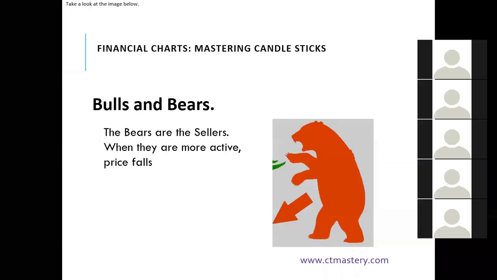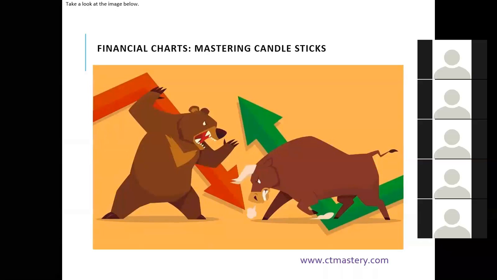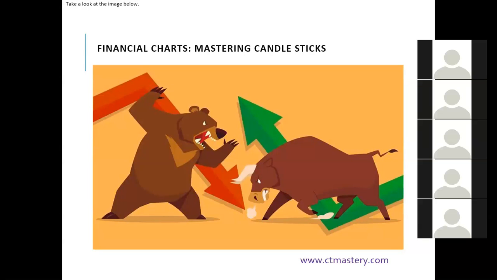I would see the financial market as a constant fight between the bulls and the bears. When the bulls are in control, it means that a lot of buying activity is taking place, and because of that, the price is going to rise. And when the bears are in control, it means that a lot of selling activity is taking place, and because of that, the price is going to fall.